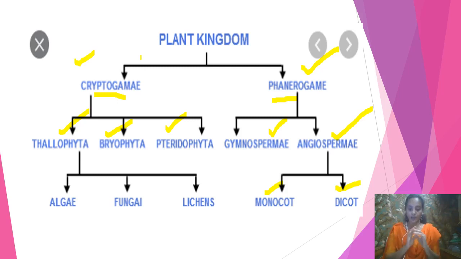So everyone, you can write this flowchart of the plant kingdom classification in your copy. You can take the whole page to explain the plant kingdom, starting with cryptogame, phanerogame, and their divisions. I think it's clear. Now let's deal with them one by one. So the first one that today we are going to deal with is the cryptogame, that is Thallophyta, and under the Thallophyta the main member is the algae.